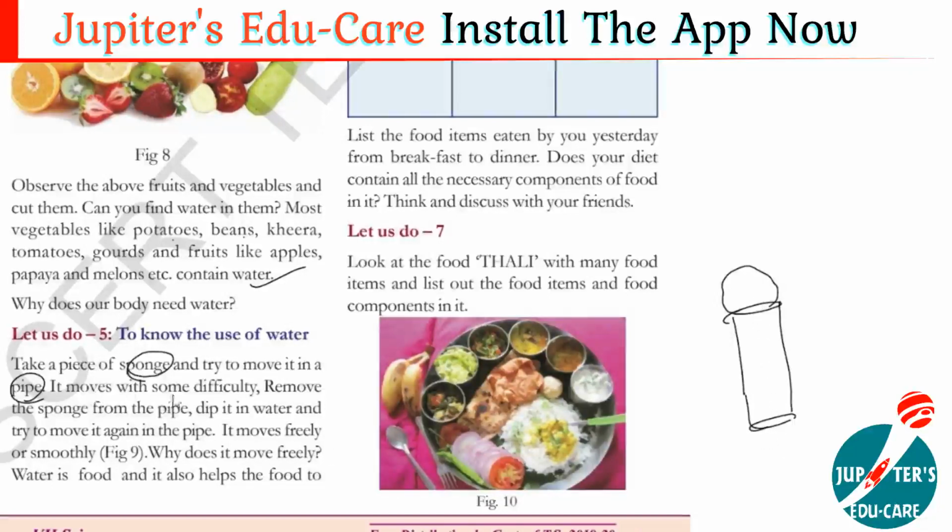See, it moves with some difficulty. When we push it, it will move. If we stop pushing, it won't move. So some difficulty takes place in the movement of this sponge through this pipe. Now remove the sponge from the pipe, then dip it in water and try to move it in the pipe again. So what is the change the second time? We have to dip this in the water.